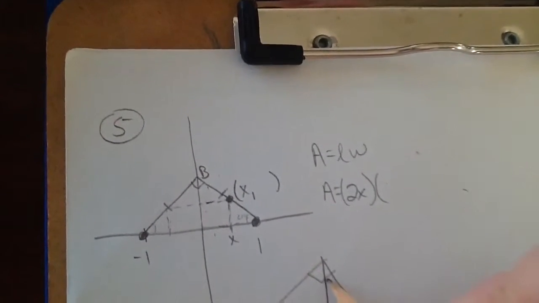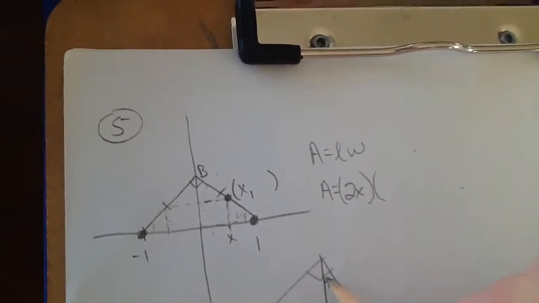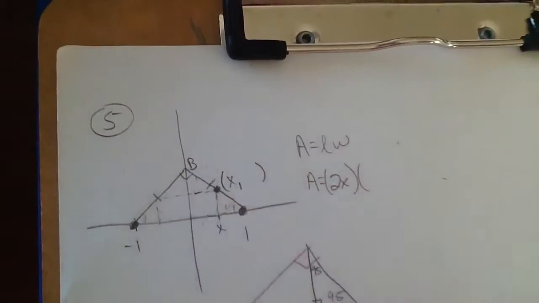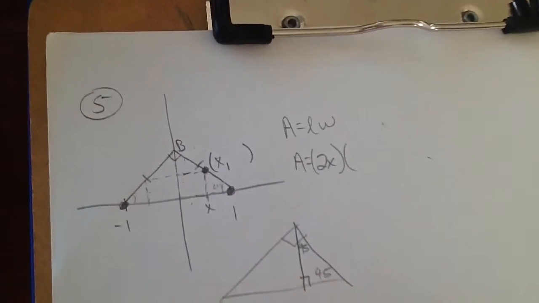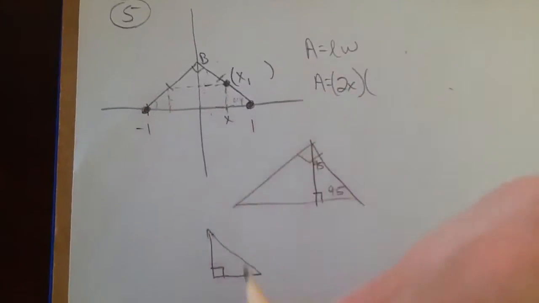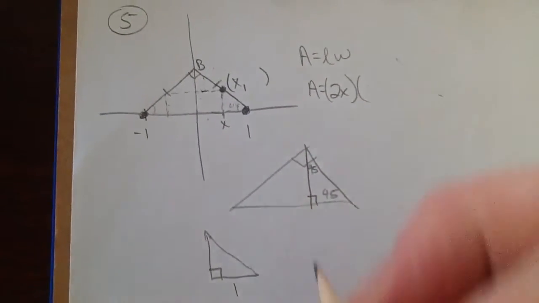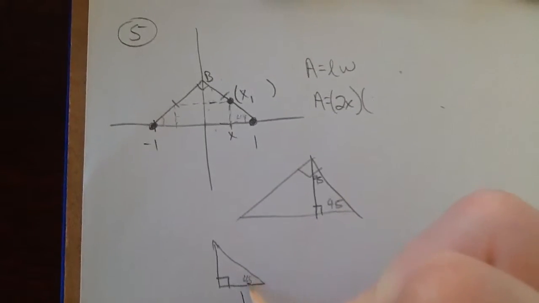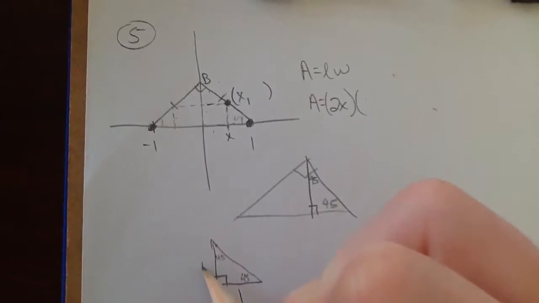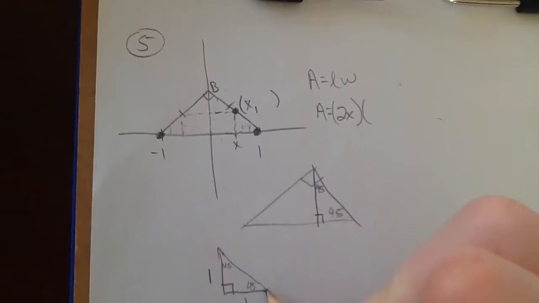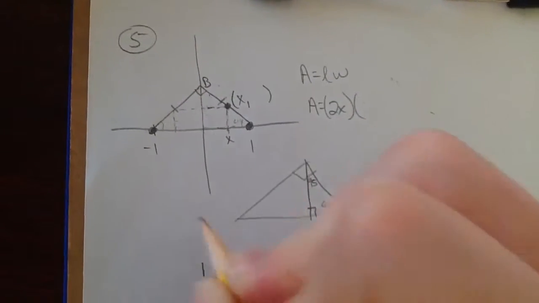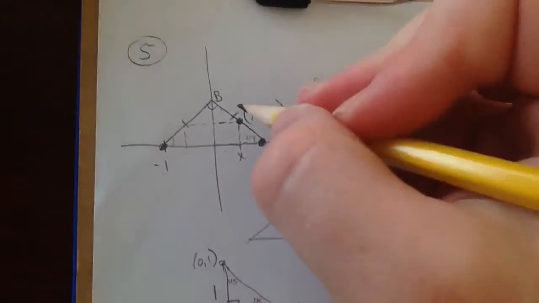Right? So that one's a smaller 45, 45, 90 triangle. For that small right triangle there, I know the length of this bottom side is 1. Well, if that's a 45, 45, 90, that tells me the length of this side also has to be 1. And if I know those two points, 1, 0 and 0, 1, I can write the equation for that line.